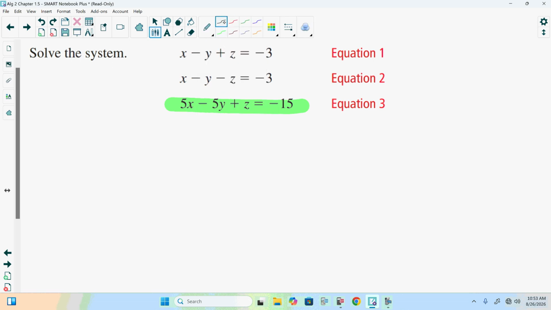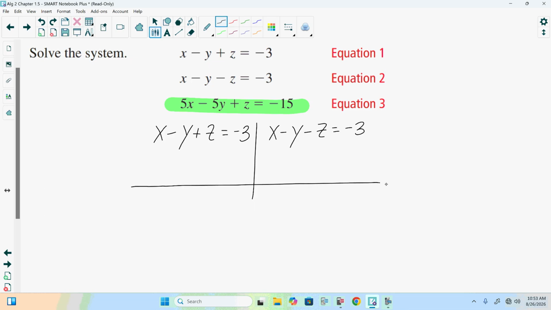So the other two, we're going to just list out. x minus y plus z is equal to negative 3. And x minus y minus z is equal to negative 3. Since in the eliminator equation the value in front of z is the same, we don't have to multiply, we can just put it underneath.